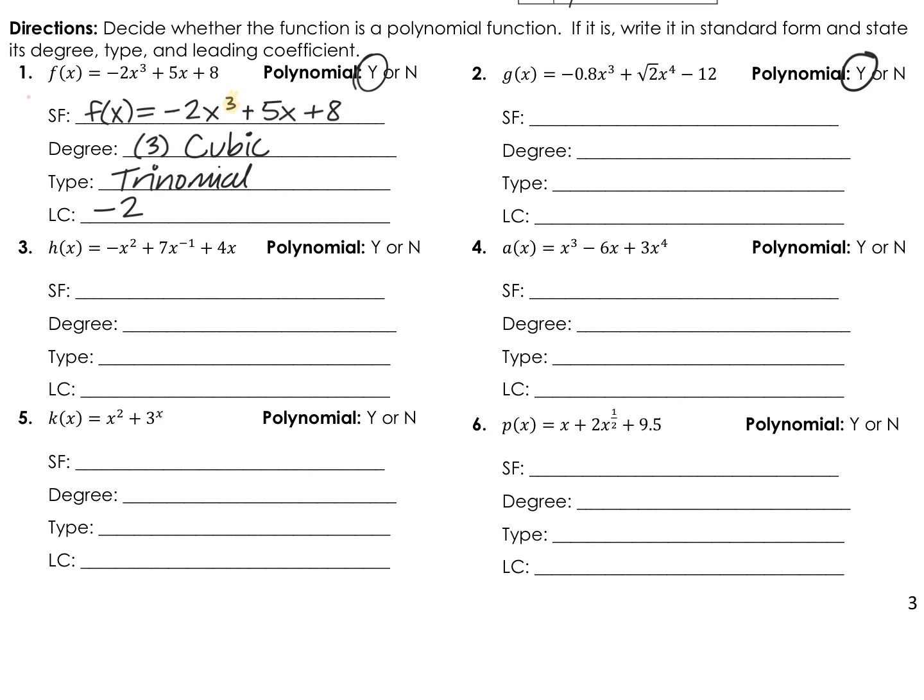To write it in standard form, you need to make sure that your exponents go highest to lowest. So you need to rearrange a little bit. G of x needs to become square root of 2x to the 4th. That one has to go first because it has the highest exponent. What comes next? The negative 0.8x to the 3rd minus 12.